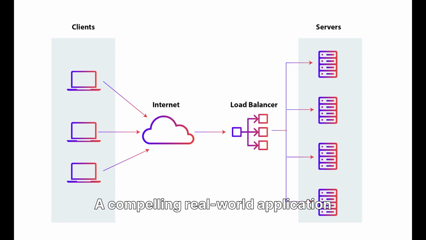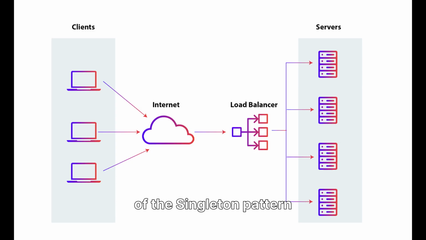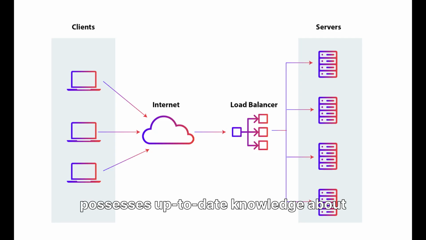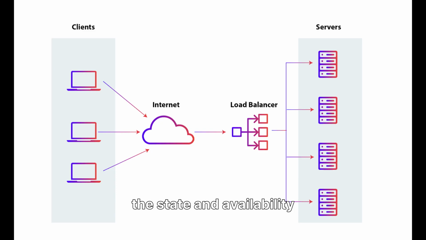A compelling real-world application of the singleton pattern is a load balancer object. In a server farm, where servers may dynamically come online or go offline, a single instance of a load balancer is crucial. This ensures every incoming request is routed through the one object that possesses up-to-date knowledge about the state and availability of the entire web farm.